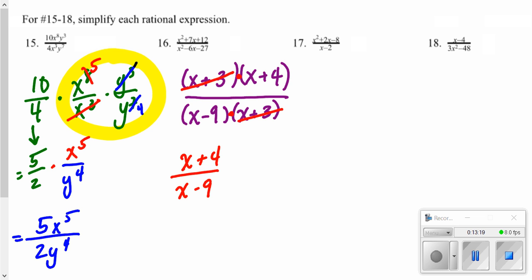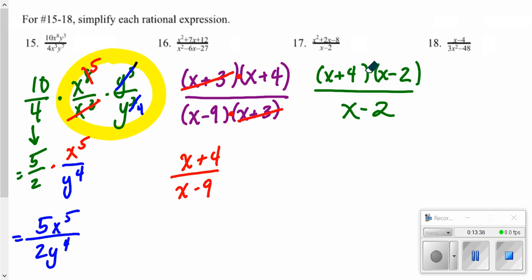Okay? In question 17, we again get to factor. So I need 2 things that multiply to 8. Let's see, 4 and 2. And I need the middle part to be positive 2. So that would be the way my signs would have to go. And then I have a common factor. See that multiplication? So my final answer is x plus 4.